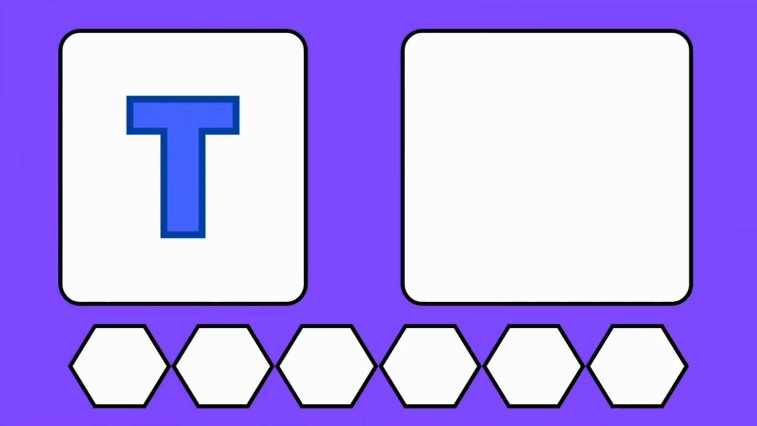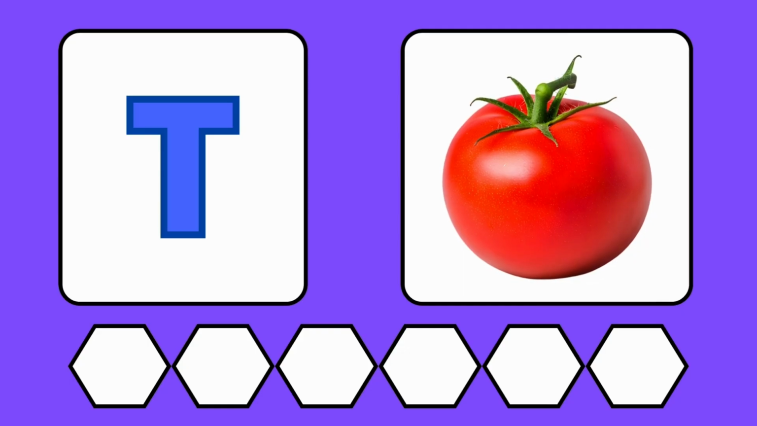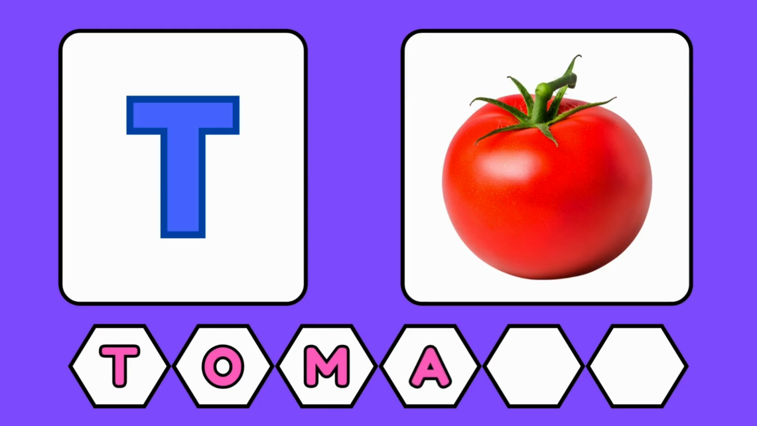T. T is for tomato. Let's spell it. T. O. M. A. T. O. Tomato.